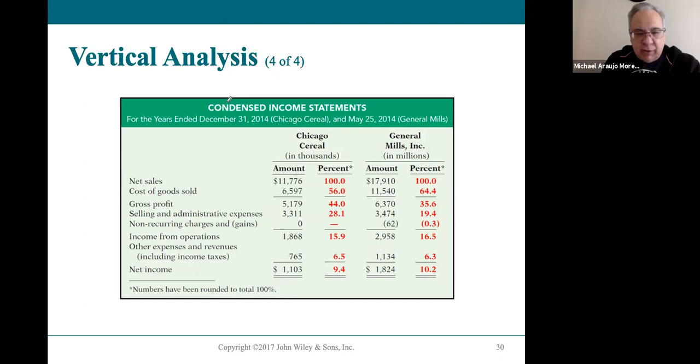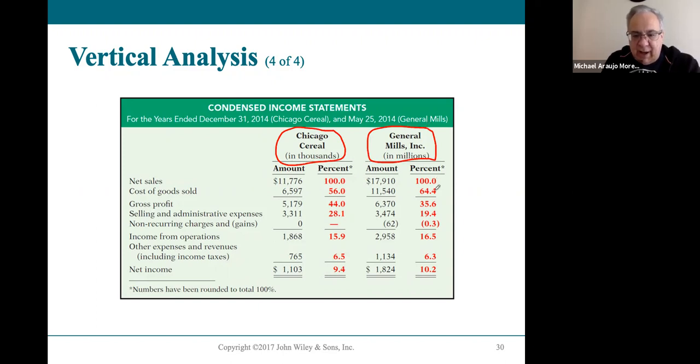Here is also how it could look. This is a condensed statement, so it doesn't have as many columns here. And okay, so this is a comparison one. This is looking at Chicago Cereal, which is a small cereal company, and comparing it to an industry giant, General Mills, to see how they differ.